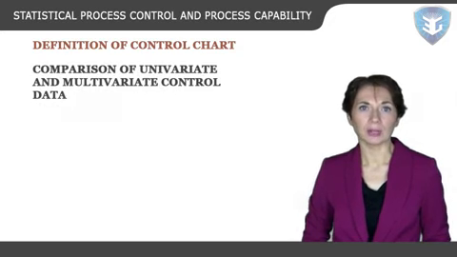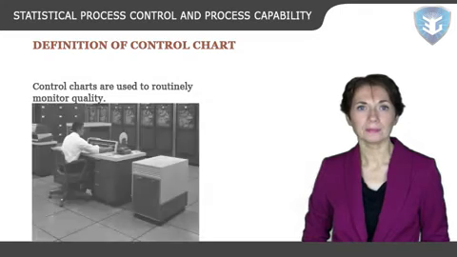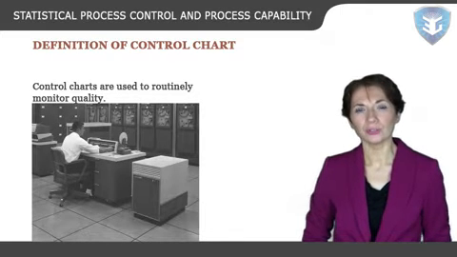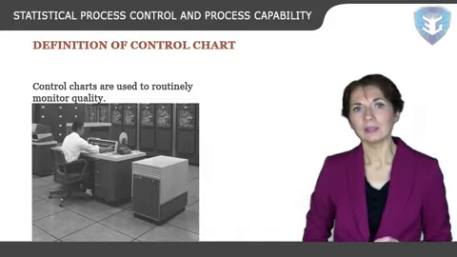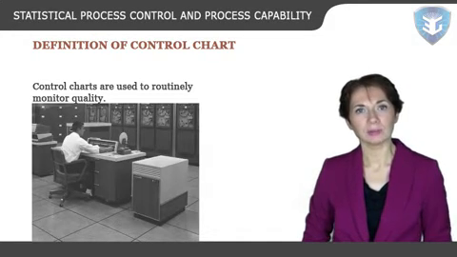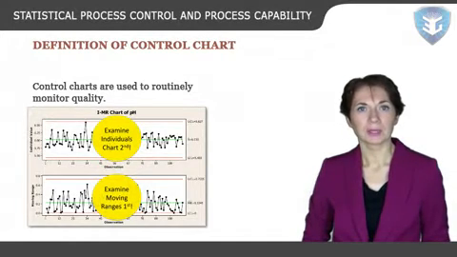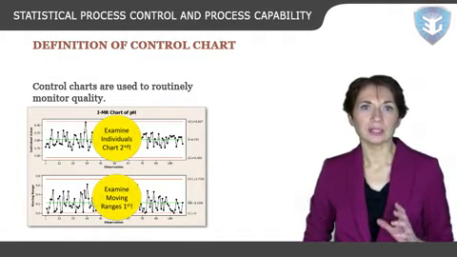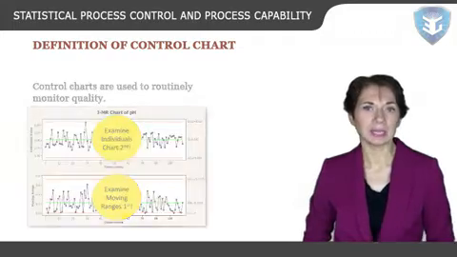Comparison of univariate and multivariate control data. Control charts are used routinely to monitor quality, depending on the number of process characteristics to be monitored. There are two types of control charts. The first, referred to as a univariate control chart. This is a graphical display chart of one quality characteristic.